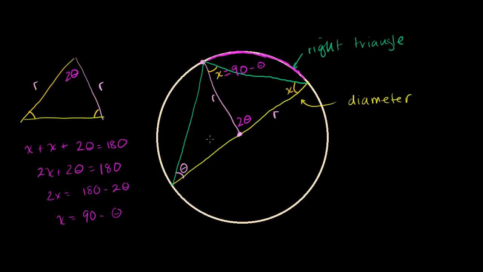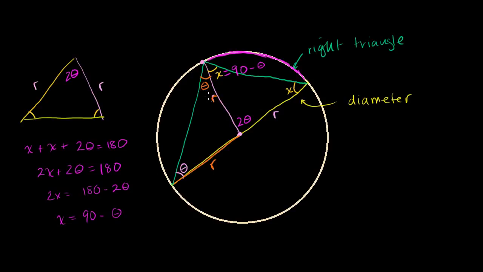Well, we could look at this triangle right here. This side over here, this distance right here, is also a radius of the circle. This distance over here, we've already labeled it, is a radius of the circle. So once again, this is also an isosceles triangle. These two sides are equal, so these two base angles have to be equal. So if this is theta, this is also going to be equal to theta.